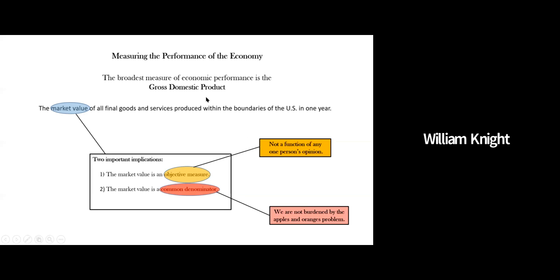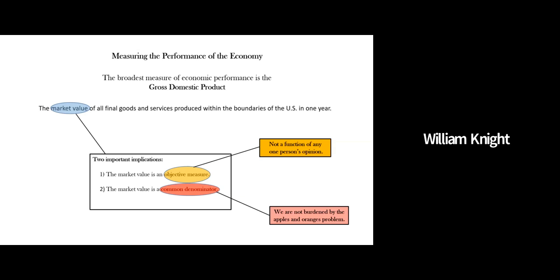As you know, the gross domestic product is the broadest measure of economic performance that we have. And it is defined as the market value of all final goods and services produced within the boundaries of the US in 1 year. Now, in our last session, we saw the importance of using the market value of goods and services when computing the GDP.